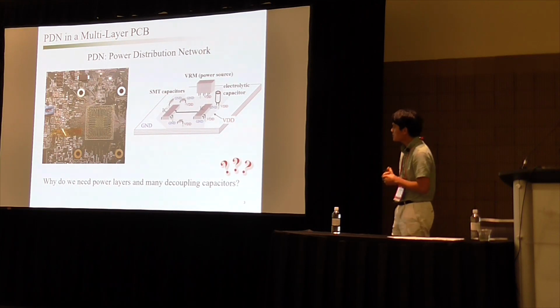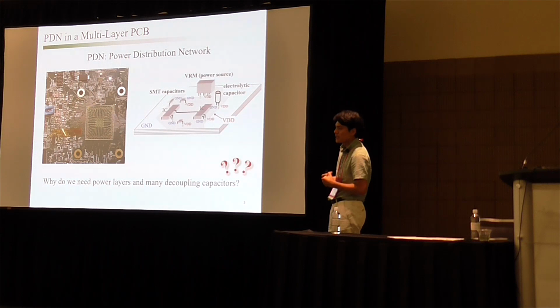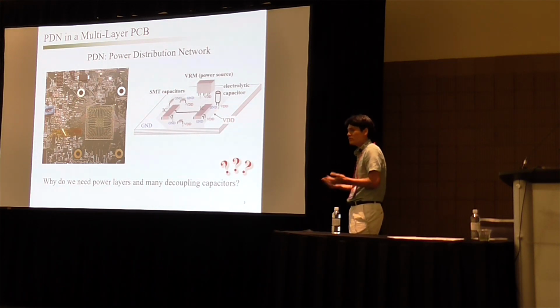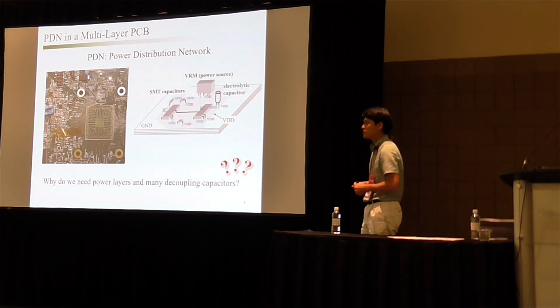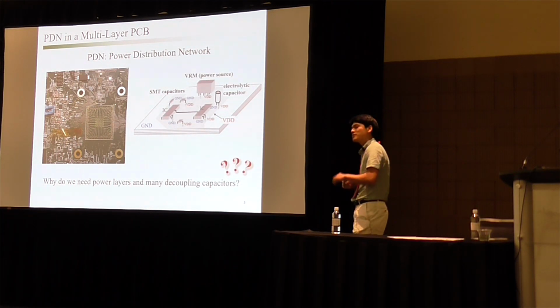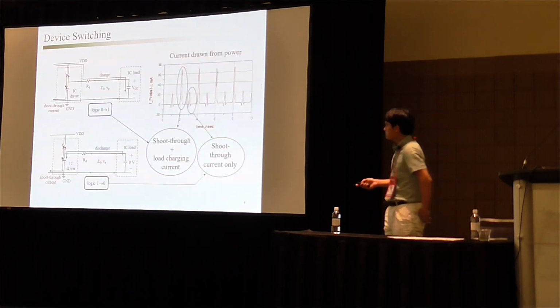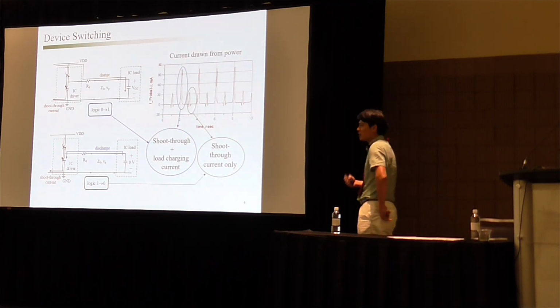One question is, why do we need these power layers and so many decoupling capacitors? Can't you just put one, or even zero? Why do we need to put this many decoupling capacitors? They seem to do nothing for the circuit operation, but we always have to put these decoupling capacitors on a high-speed digital board. So let me first talk about the internal circuit operation.